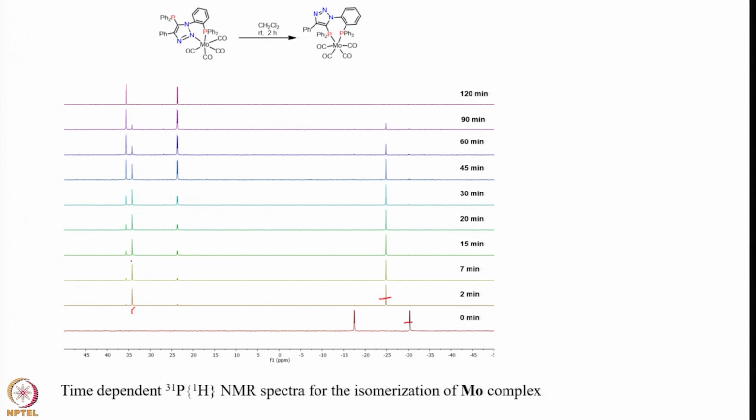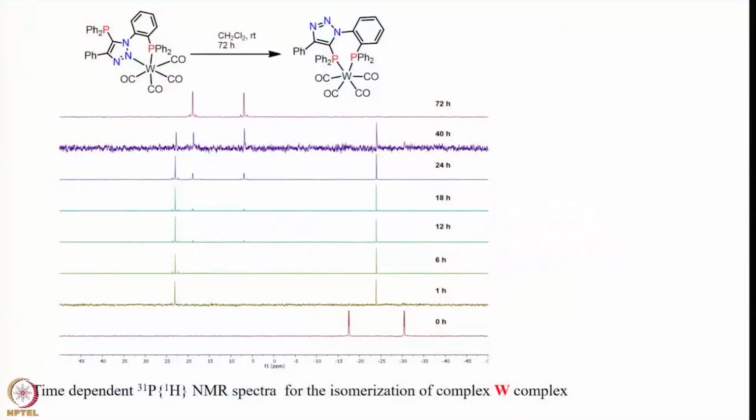And then with time you can see another signal is developing here. These two are for the PP coordinated compound. With time it is increasing, and you can see by 2 hours, within 120 minutes, this isomerization completes, and then this is disappearing. This one is the uncoordinated one present on this, and it is disappearing, and after 2 hours you can see completely PP coordination, and we don't have any trace of the PN coordinated compound. So we know now isomerization from PN to PP takes roughly 2 hours, whereas in the case of tungsten, it is taking a little more time.